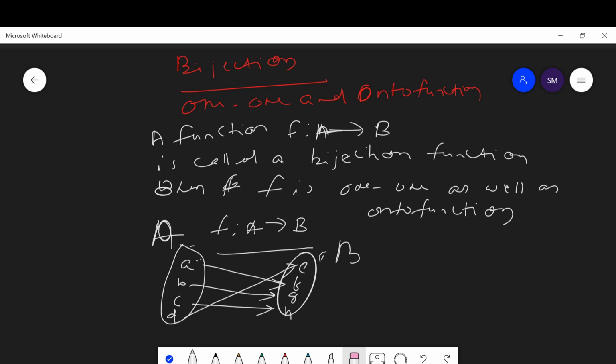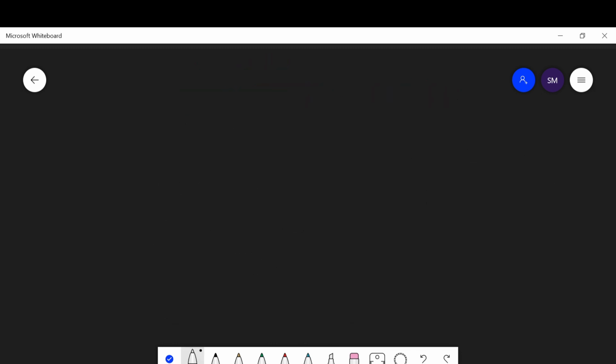Now let us discuss what is a many-one function. What do you mean by a many-one function? A many-one function means many elements of set A are related to a single element in set B.